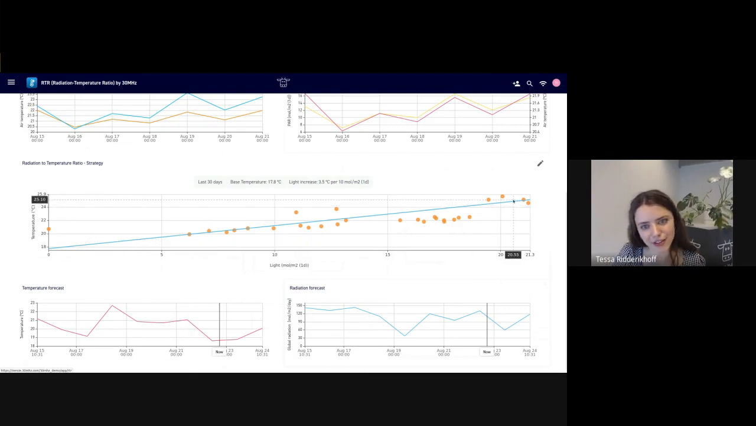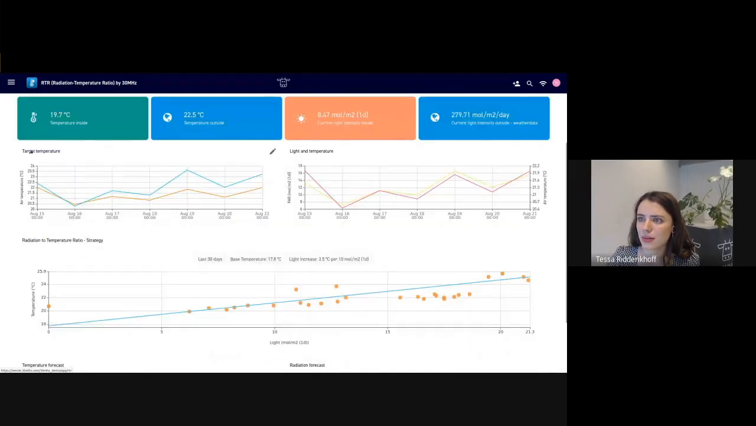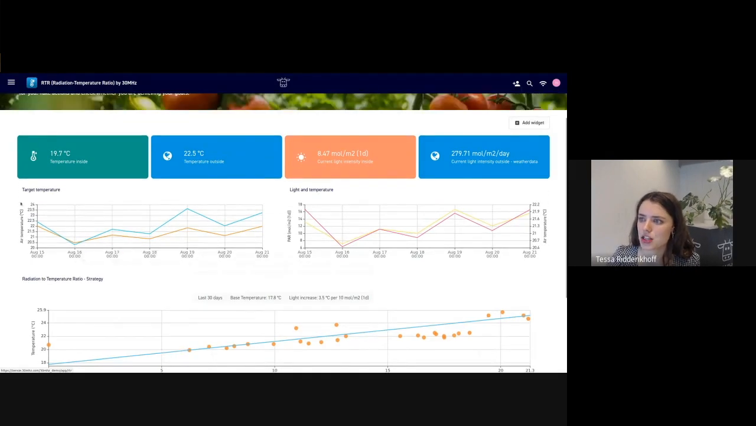So we create the average ratio of light and temperature during this period. From that, we get the basic strategy ingredients, which are the base temperature and the light increase per 10 mole. And using that, we can get to a target temperature. So in this graph, you see the target temperature of the last week according to your RTR strategy. So you see what the target temperature was and what the actual realized temperature in your greenhouse was.